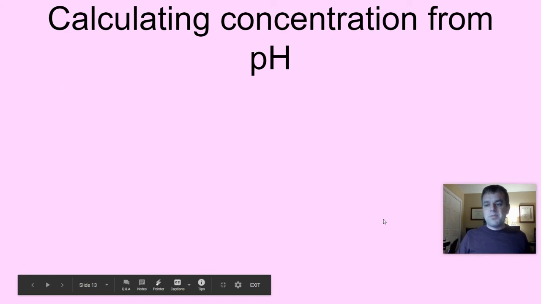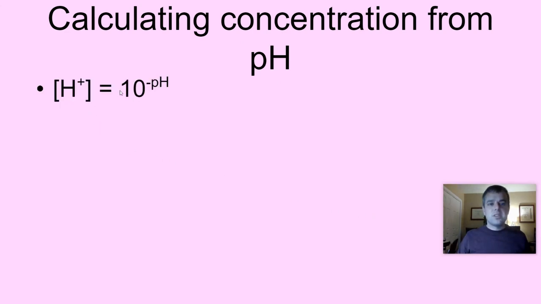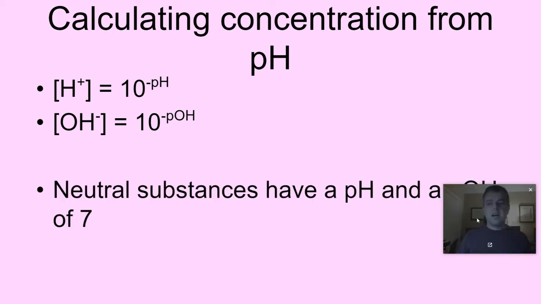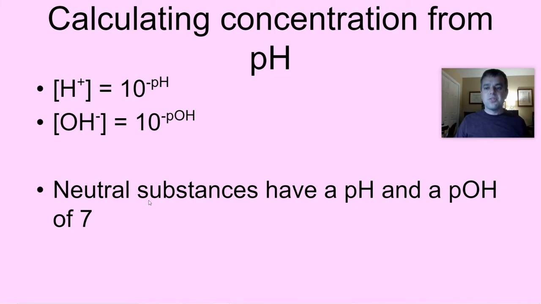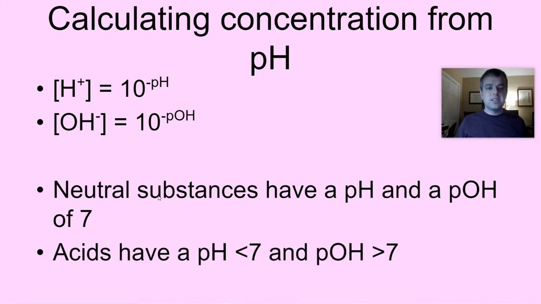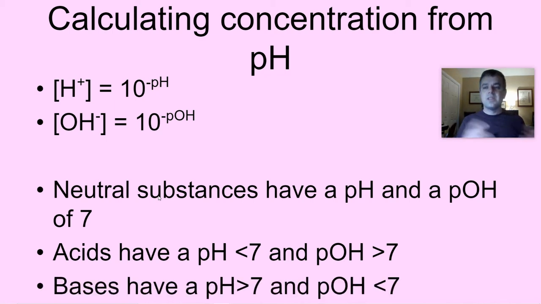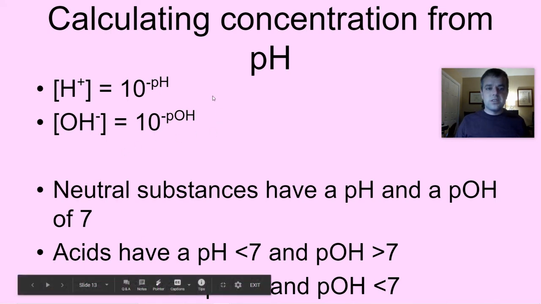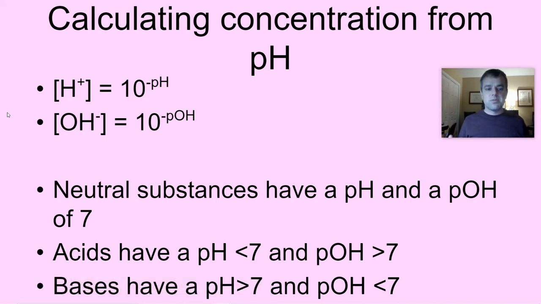Just to wrap up a few things about this, H plus equals 10 to the minus pH, OH minus equals 10 to the minus pOH. And then you might already know this, neutral substances, their pH and pOH are 7. Acids, pH is less than 7, pOH is greater than 7, and bases are the opposite if you're at 25 degrees Celsius. Tomorrow we'll talk about what happens if you're not at 25 degrees Celsius. So hopefully this is a little bit of a refresher for you. You should have seen this before in previous chemistry classes.